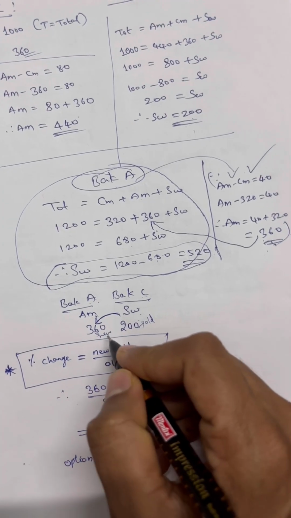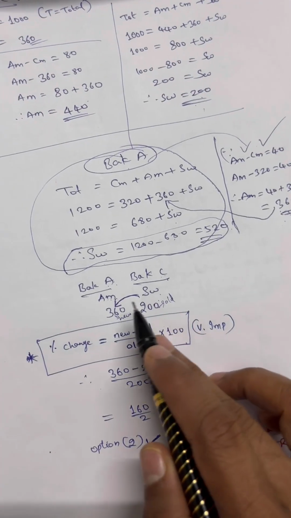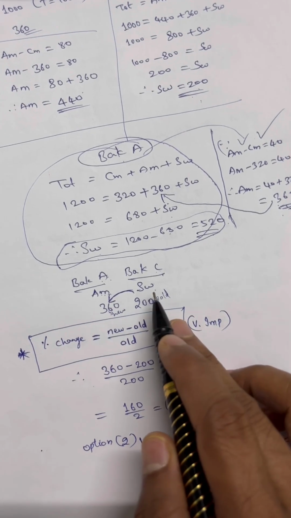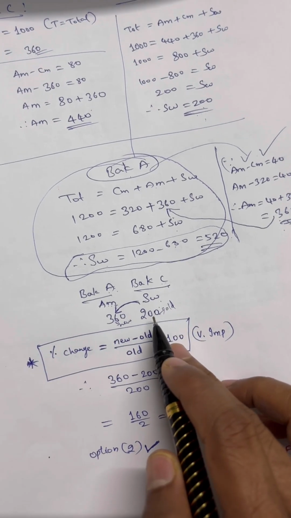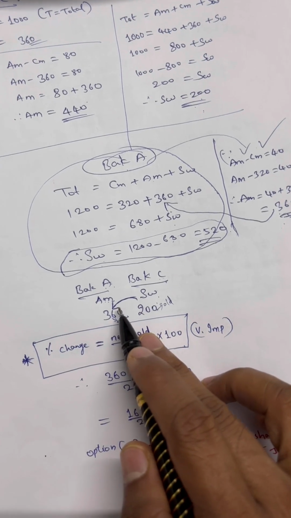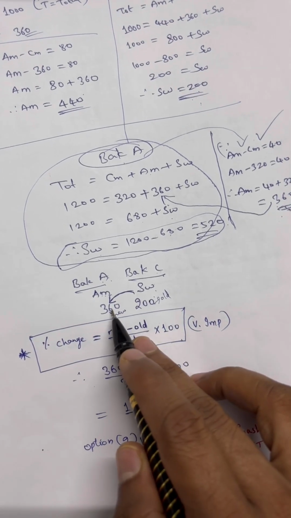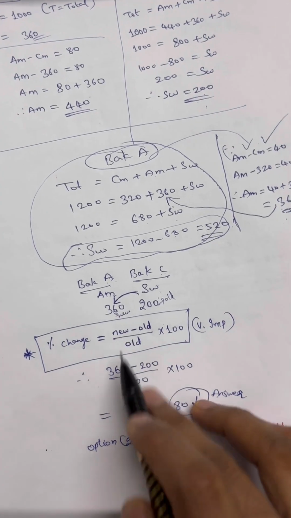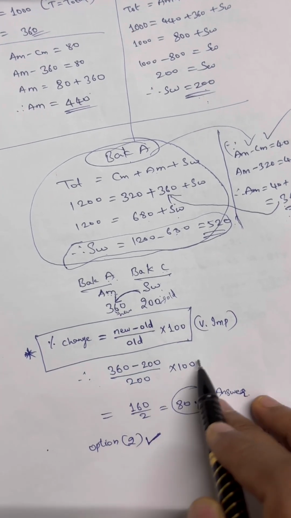So based on the question, this changes, right? How much of American of bakery percentage more than that of Swedish of bakery? So that means increase. How much did it increase? How much percentage? That means 200 becomes old and 360 becomes new. Always percentage change is new minus old by old into 100. So that's why this is 360 minus 200 by 200 into 100.